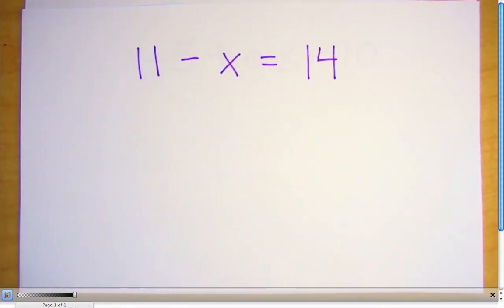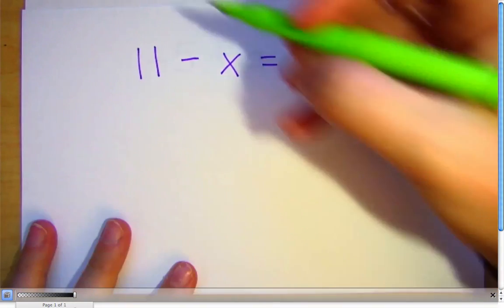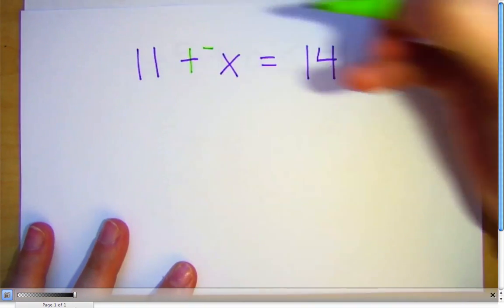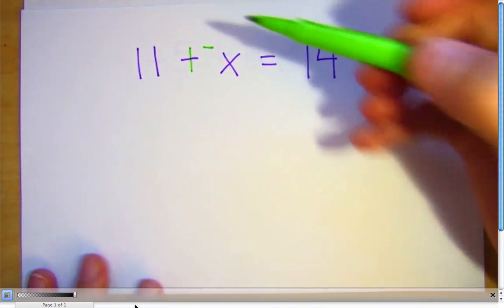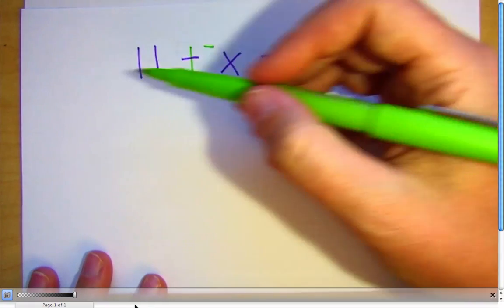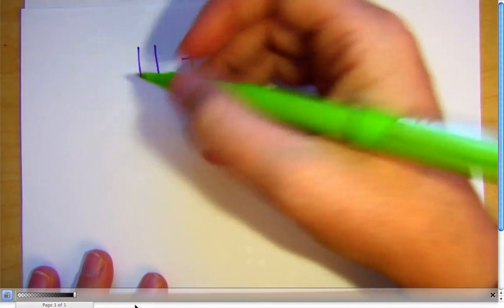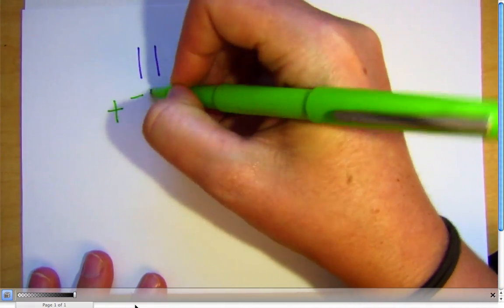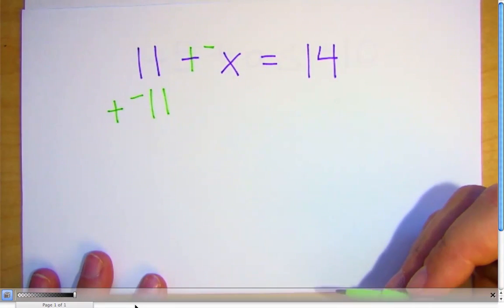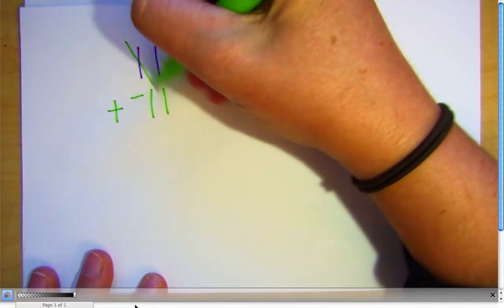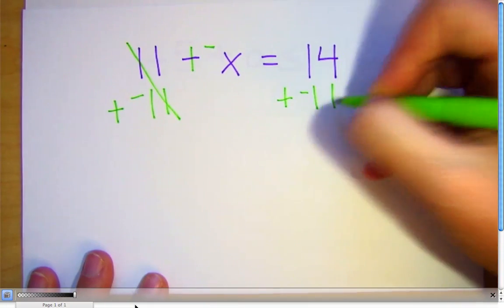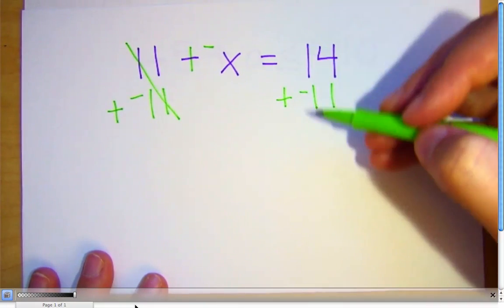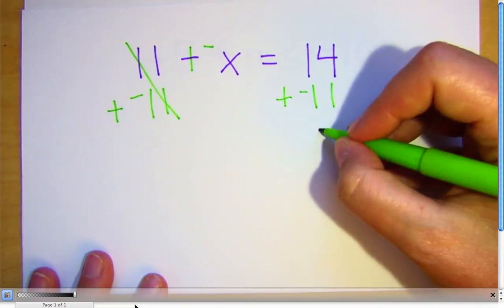Anytime we have a subtraction sign, it's a good idea to change it to plus a negative. All right, so I'm going to do the same thing. Right now I have a negative x, and it's being added to 11. So I want to add the opposite of 11, which would be negative 11. So 11 plus negative 11, again, is 0, inverse property. Add negative 11 to this side. So 14 plus negative 11 is 3.